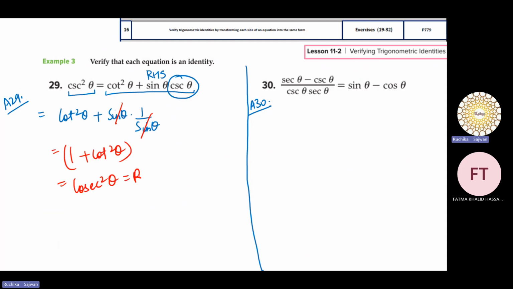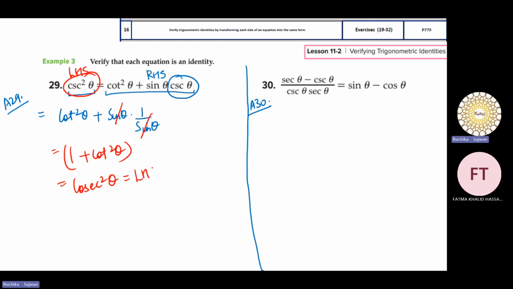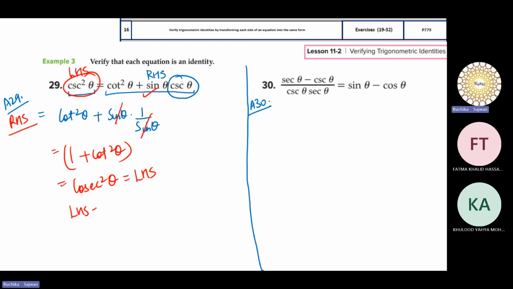Now, is this equal to the left-hand side? Check. Yes, it is perfectly equal. So that means we are on the right track. Left and right side both have come out to be equal. So we started with the right side. If you see, we begin with this one and we reach the left-hand side. So both are equal, hence verified. Perfect. Let's go to question 30.